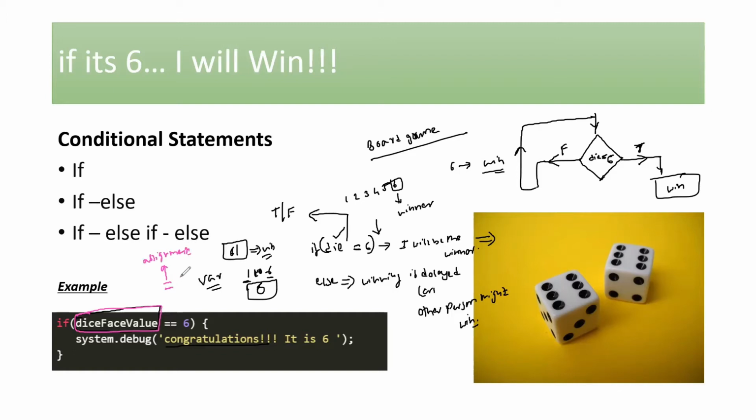What is the job of the assignment operator? It assigns the right-hand side value to your left-hand side variable. Now, we cannot use this one. We do not want to assign 6 to this die value. We wanted to compare the die value, whether that is equal to 6 or not. That is where we have this operator called comparator.